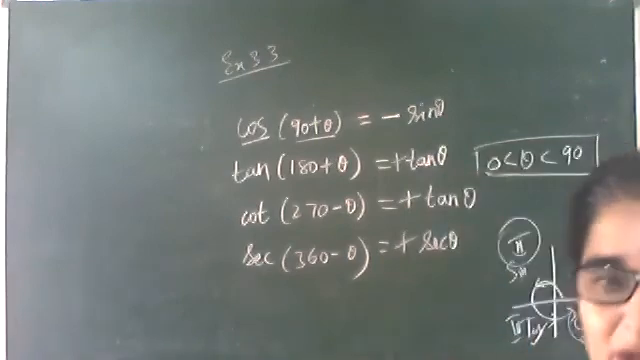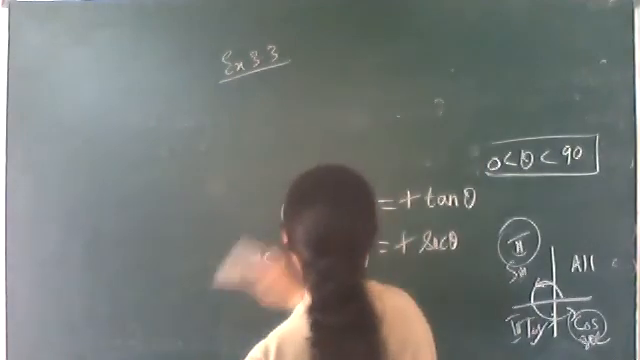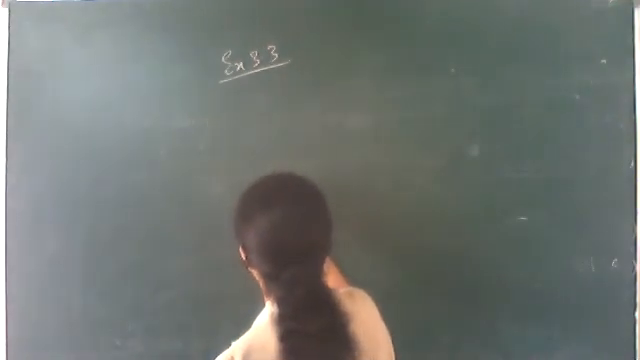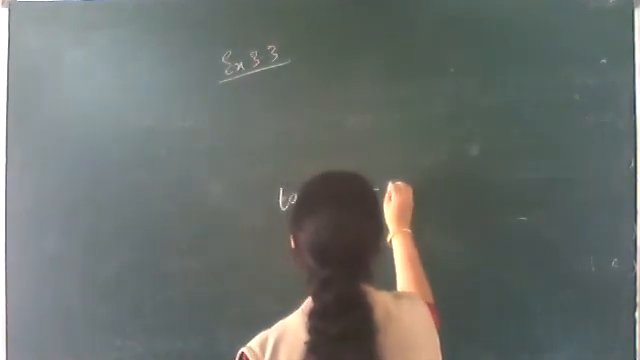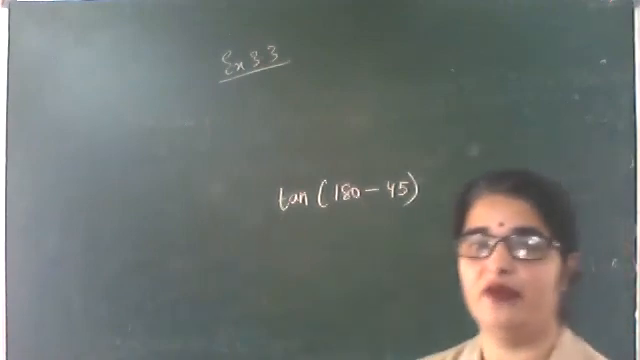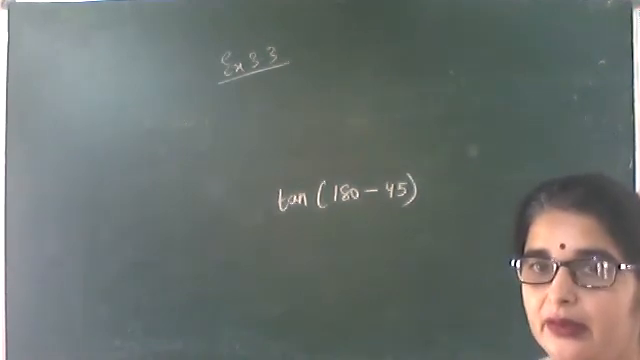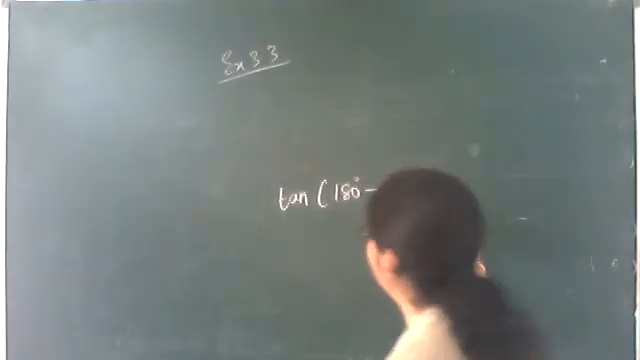Okay. Now I'll ask one more question. You have to answer, then tomorrow we'll continue with the exercise because it's time right now. So I will ask one question. Tell me, tan of 180 minus 45. What will be the answer? Tan of 180 degree minus 45 degree. Anyone who can tell me the answer?